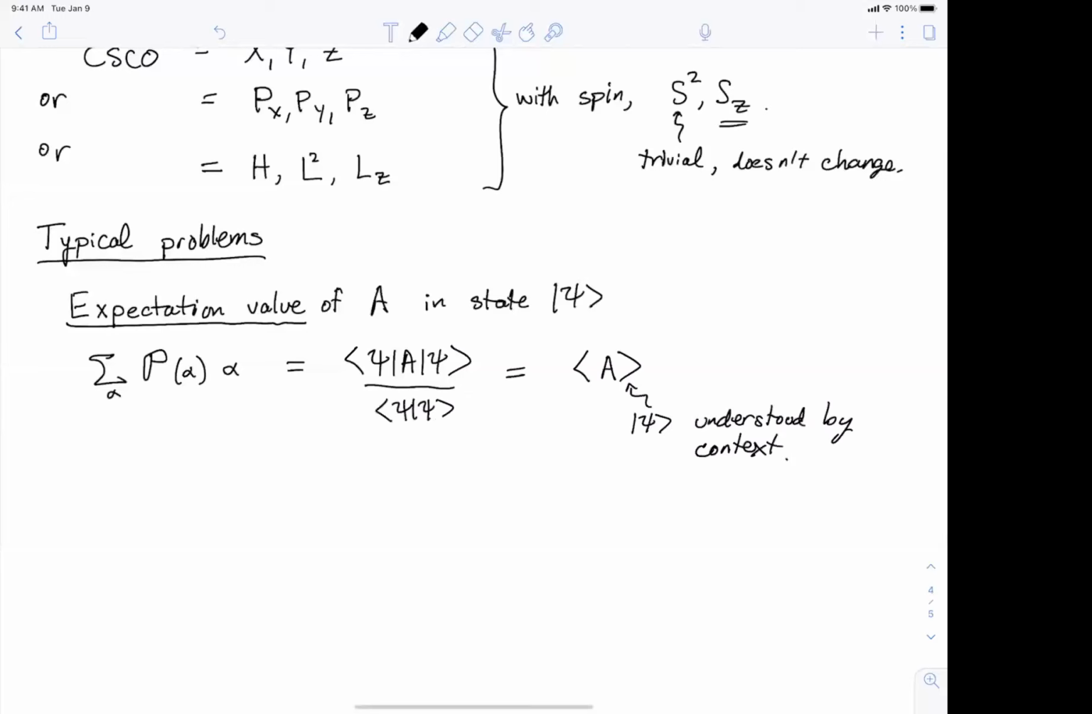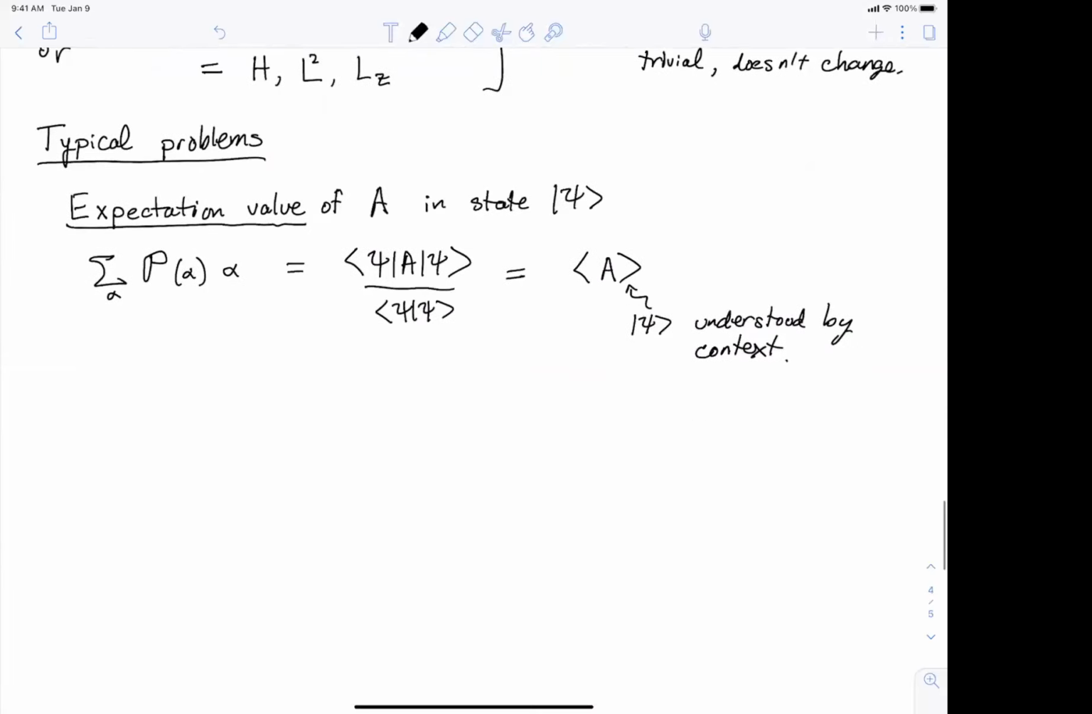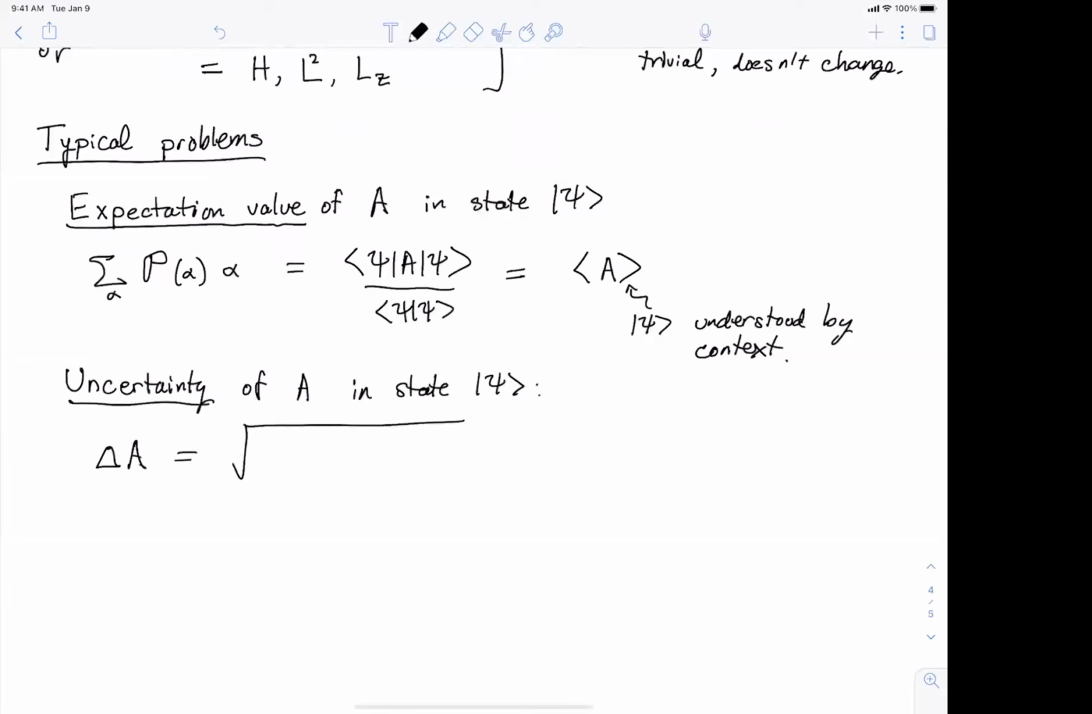By context means that we've all agreed previously what state we're talking about. So that's the expectation value. Another statistical thing is the uncertainty. The uncertainty of an operator in the state psi, we write usually as a triangle or delta A, and it's just the square root of the expectation value of the operator squared minus the square of the expectation value.